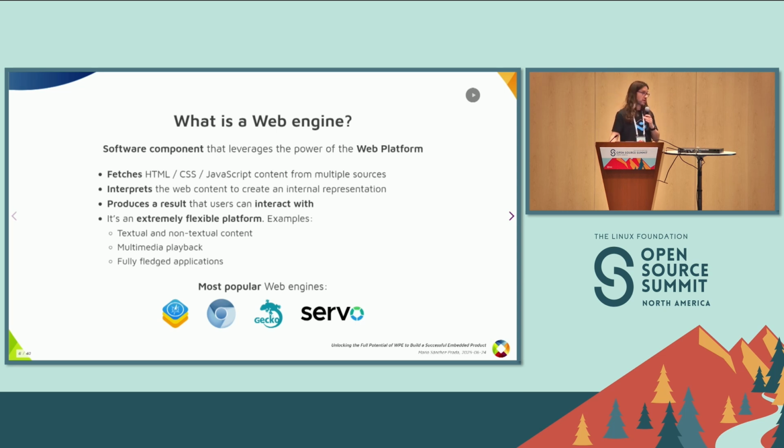In the case of Safari, that web engine is WebKit. In the case of Google Chrome, that web engine is actually called Chromium/Blink. In the case of Firefox, that web engine is called Gecko. So the mission of this web component is to basically retrieve all the information from the internet, all the documents, parse those documents, interpret them, and produce a result you can interact with. And as you can imagine, it's an extremely flexible platform.